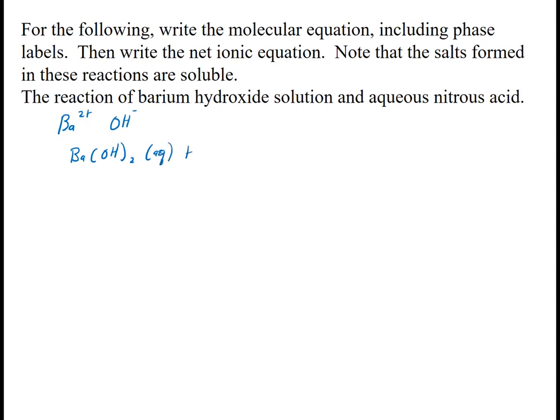plus nitrous acid. So the -OUS with acids means it's an -ITE ending. So nitrite is NO2, or NO2 minus actually. So I'm going to go ahead and just skip straight ahead. It's HNO2. And again, that's aqueous. And at this point, I do this problem very much like I just did the previous ones. So I just have this extra step.